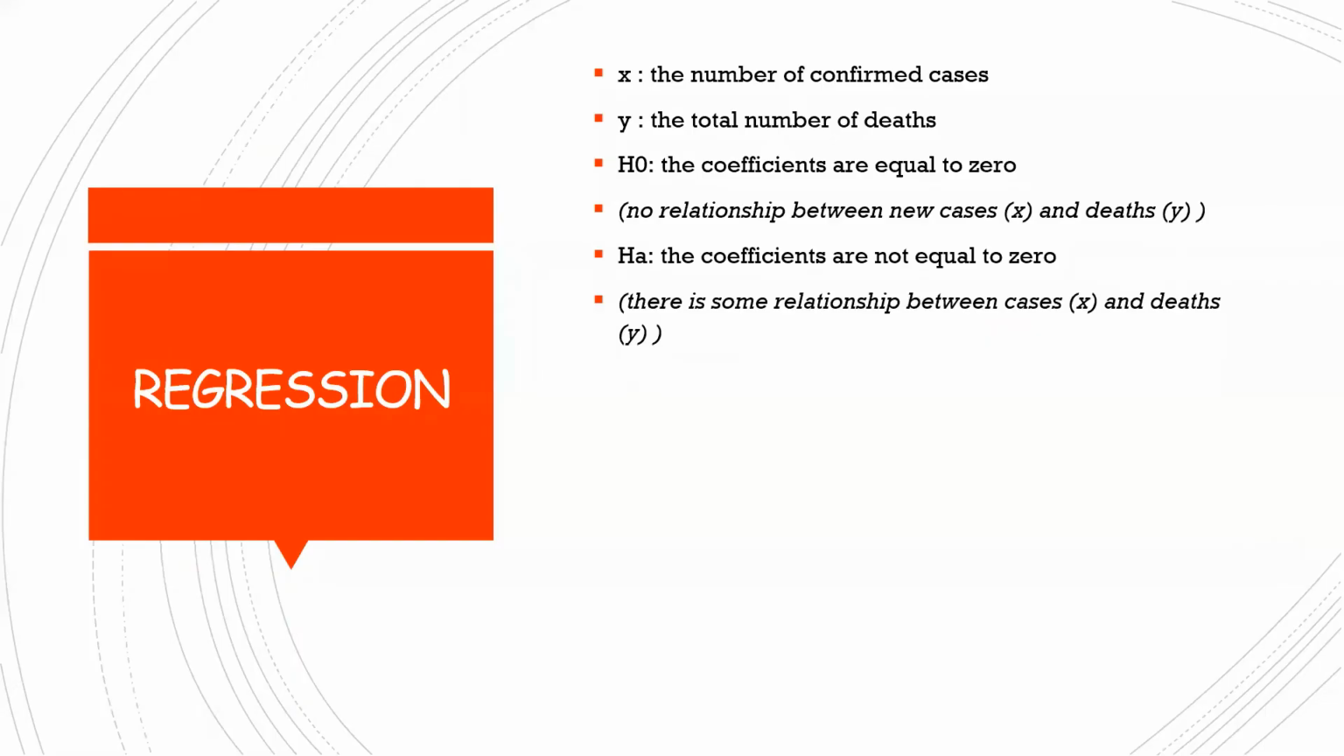So for the regression test, we need to determine the relationship between x and y, where x is denoted as the independent variable, the number of confirmed cases on 17 May 2020 according to stats, while y is denoted as the dependent variable, which is the total number of deaths until 17 May 2020 according to stats. So here we set H0 as the coefficient equals 0, which means there is no relationship between new cases and deaths, while the H alternative is that the coefficient is not equal to 0, which means there is some relationship between the cases and deaths.